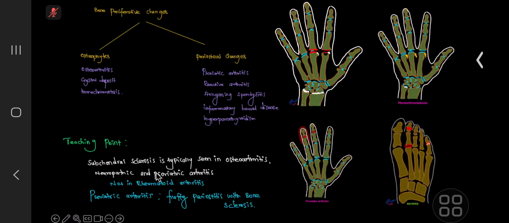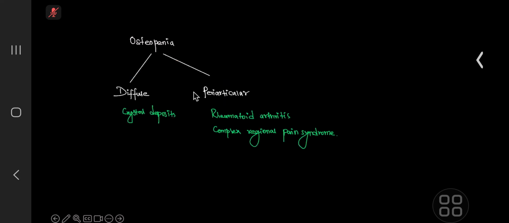So the teaching point: subchondral sclerosis is typically seen in osteoarthritis, neuropathic, and also psoriatic arthritis, but not in rheumatoid. And the classic picture that you get to see in psoriatic arthritis is that fluffy periosteal reaction with bone sclerosis. If you see osteopenic changes, whether it is diffuse, then think of crystal deposit disease. If it is only localized to the periarticular region, then think of rheumatoid and complex regional pain syndrome.